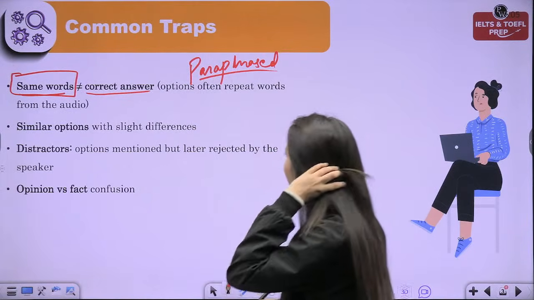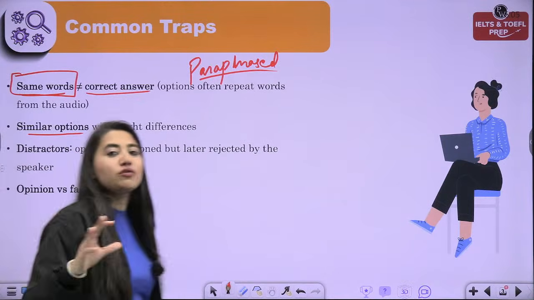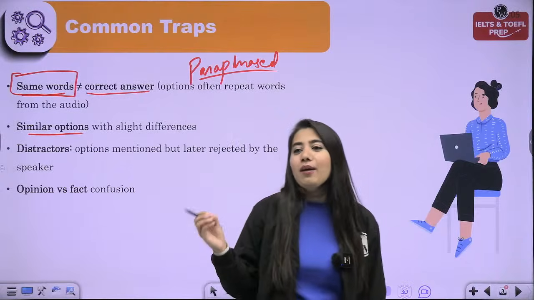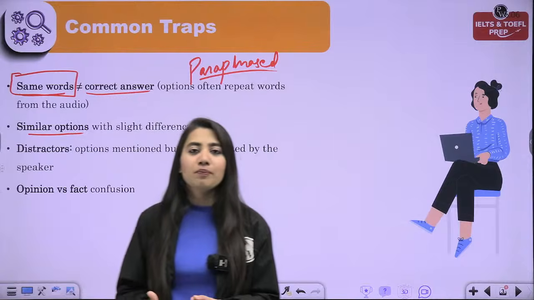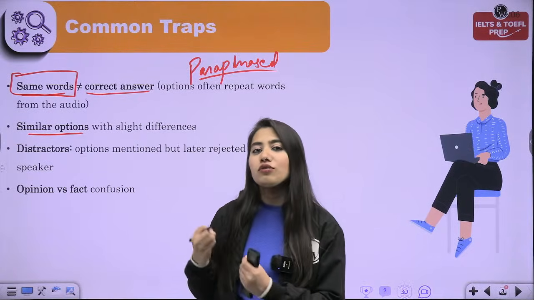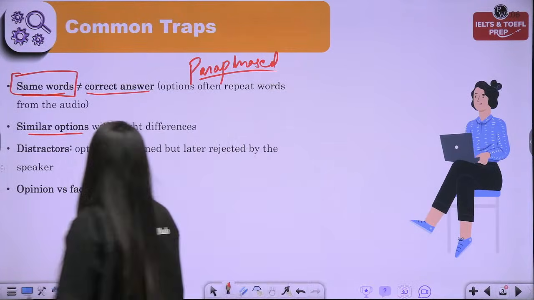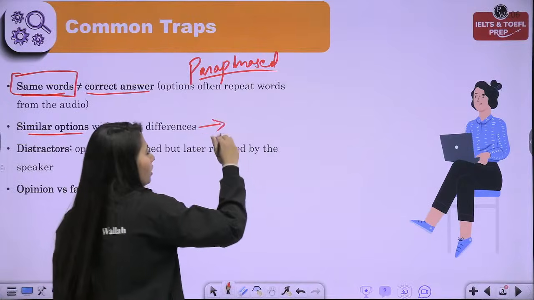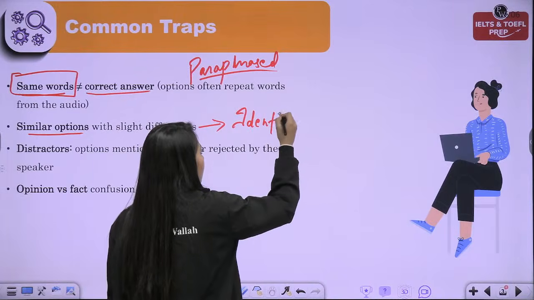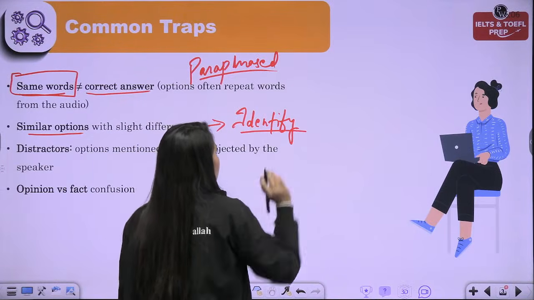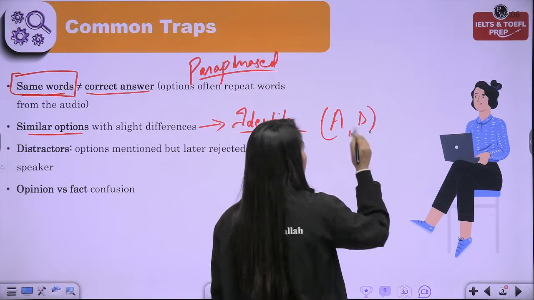Apart from this, what else? We need to look for similar options with slight differences. I've seen this happen multiple times: they give you distractors in the options, just to distract you. So you have to be aware of them. What you can do is try to identify the similar options. If you see that options A and D are quite similar to each other, you just group them.